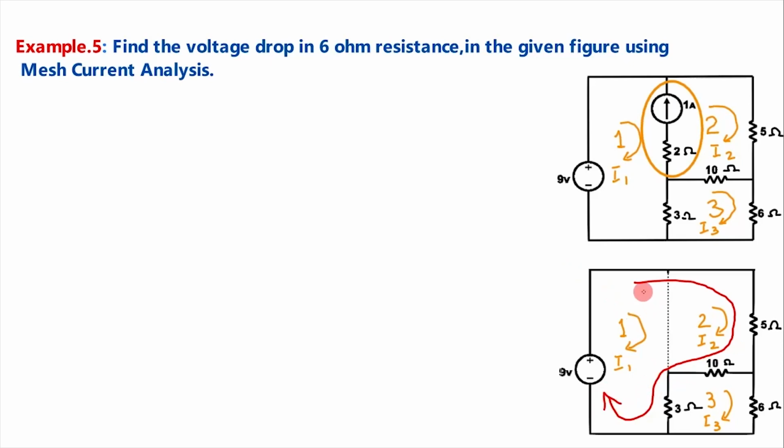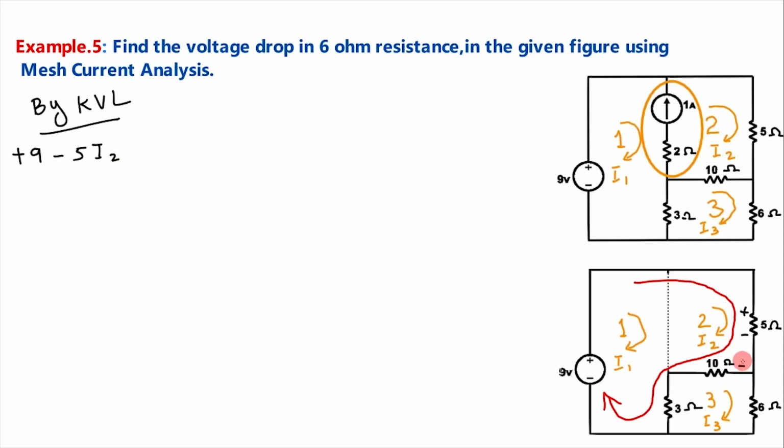Now applying Kirchhoff's voltage law to mesh 1 and mesh 2, which are combined together to form a super mesh. Here current is flowing from minus to plus, a rise in voltage, that is plus 9. Then comes here: while entering it is positive, leaving negative. So here it is a voltage drop, minus 5 into I2.